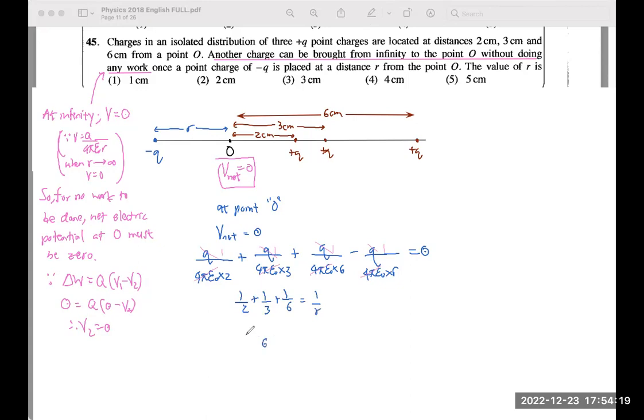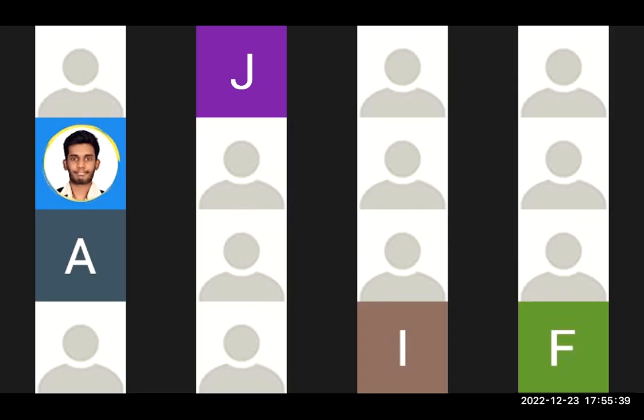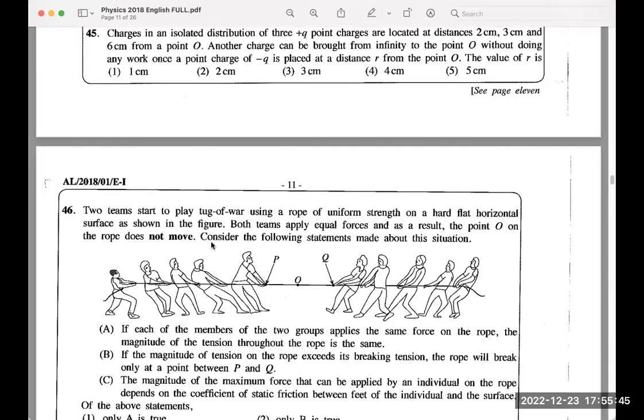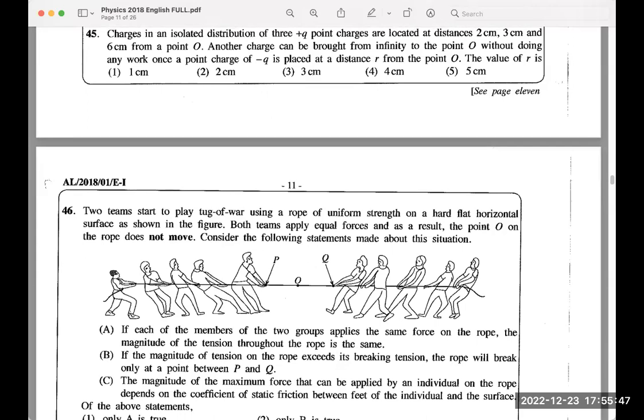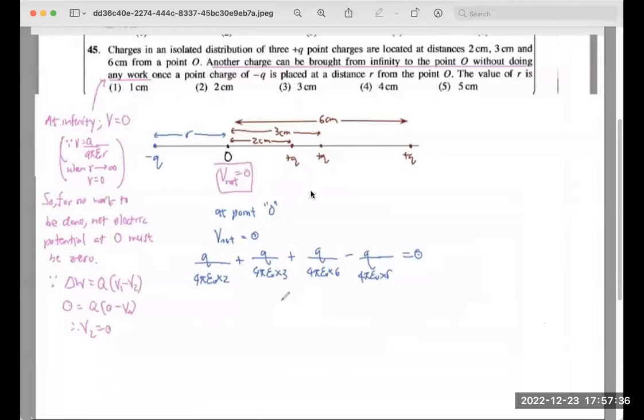We'll take 6 as the LCM. Sorry, people, I had a connection drop. I'm so sorry. So I was explaining everything and I think I lost everything now. Okay, so this is where I lost the connection, I think, when it stopped.